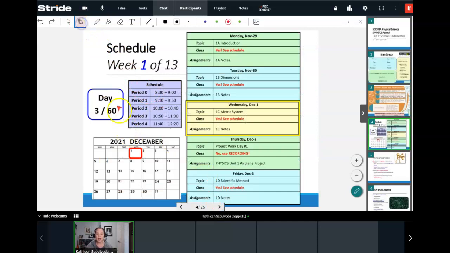So take a look here. This is our schedule. We are on day 3 of our 60-day adventure. And some of you might say, OMG, Mrs. Sepulveda, this is killing me. Well, it's all right. We have some vacations, a 2-week winter break right in the middle there. So, hey, we're good to go. Today is Wednesday, December 1st, and we're going to talk about the metric system. We're going to talk a little bit about measurement here, okay? So make sure that we are on top of that.